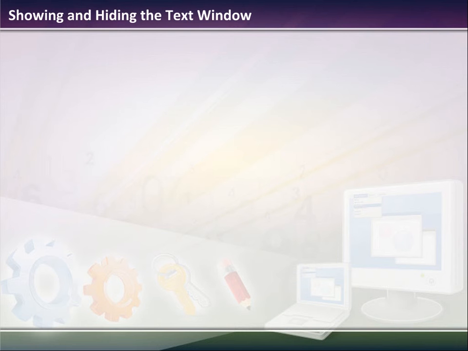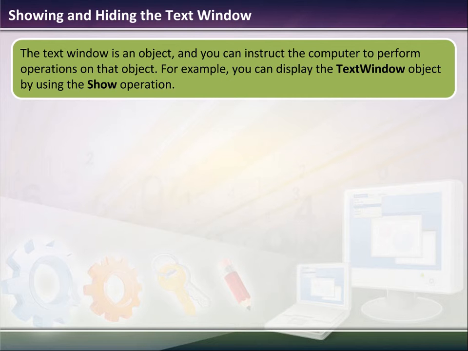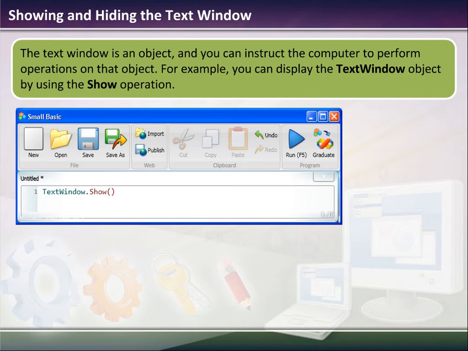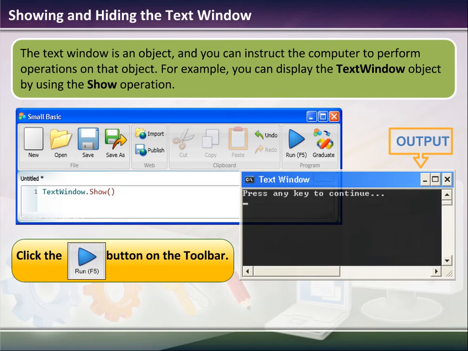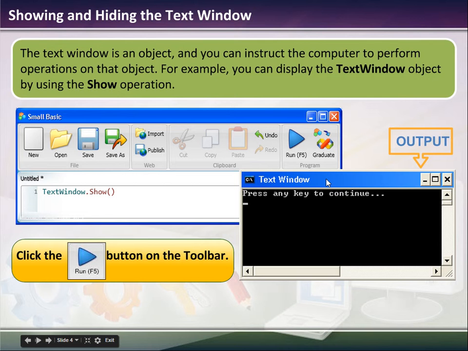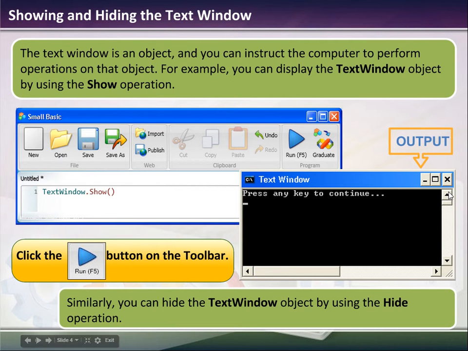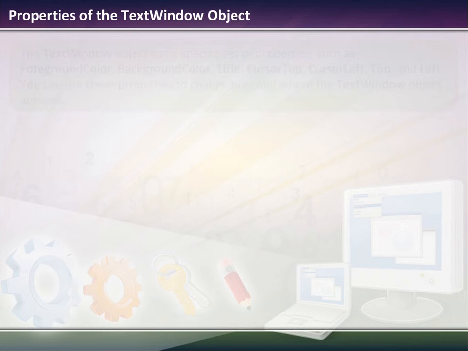Showing and hiding the text window. The text window is an object. You can instruct the computer to perform operations on that object. For example, you can display the text window object by using the show operation. So if I type in TextWindow.Show, Show is an operation of TextWindow. When you click on run, what it'll do is just open up the text window. So the text window object is this window here. It's a command line prompt. By clicking show, it just opens it up. You can also hide it by changing that to hide.